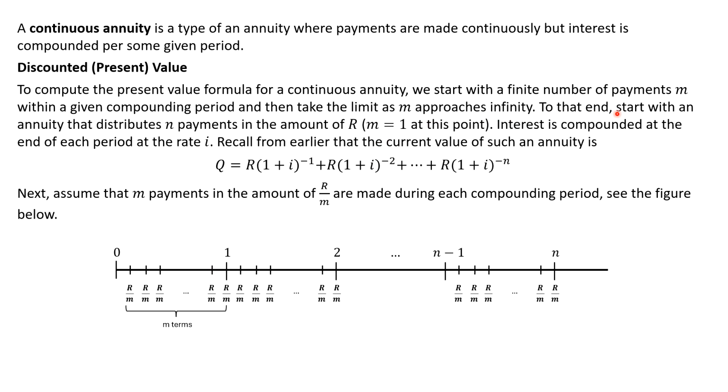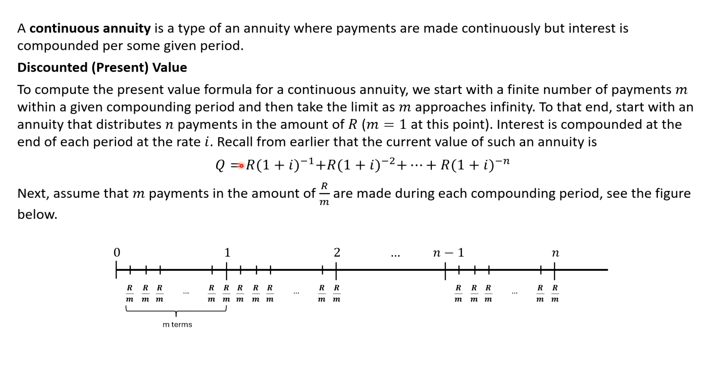So to that end, start with an annuity that distributes n payments in the amount of r, which I just mentioned here. Interest is compounded at the end of each period at rate I. Recall from earlier that the present value of such an annuity is given by this here. So we've computed that. Next, we assume m payments in the amount of r made during each compounding period, which is what I just described here.